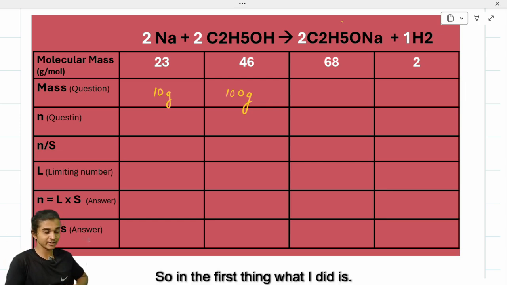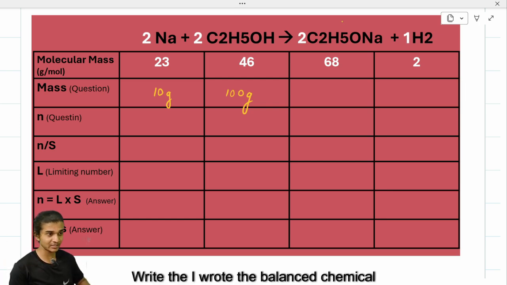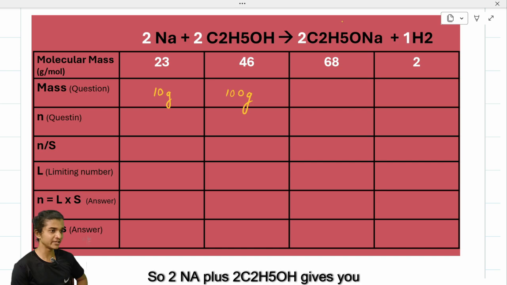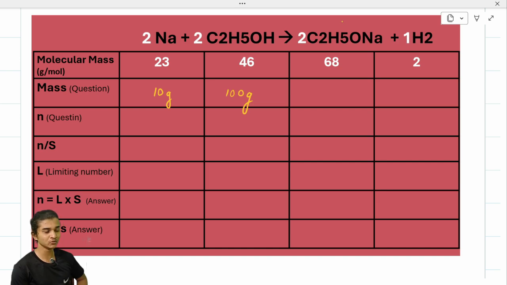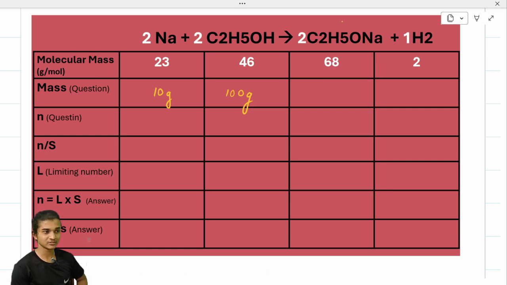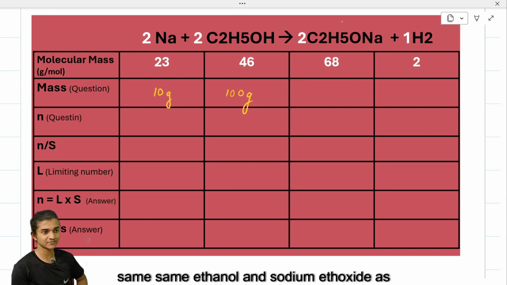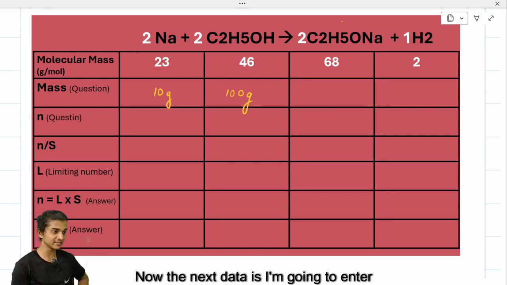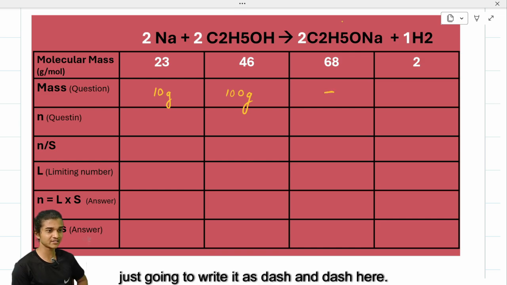First, I wrote the balanced chemical equation, which is at the top: 2Na plus 2C2H5OH gives you 2C2H5ONa plus 1 H2 gas. Now I've written the molecular masses here. Sodium has 23 grams per mole, and likewise ethanol, sodium ethoxide and hydrogen gas. Next I'm going to enter the mass given according to the question. I don't know the products, so I'm just going to write a dash for those.